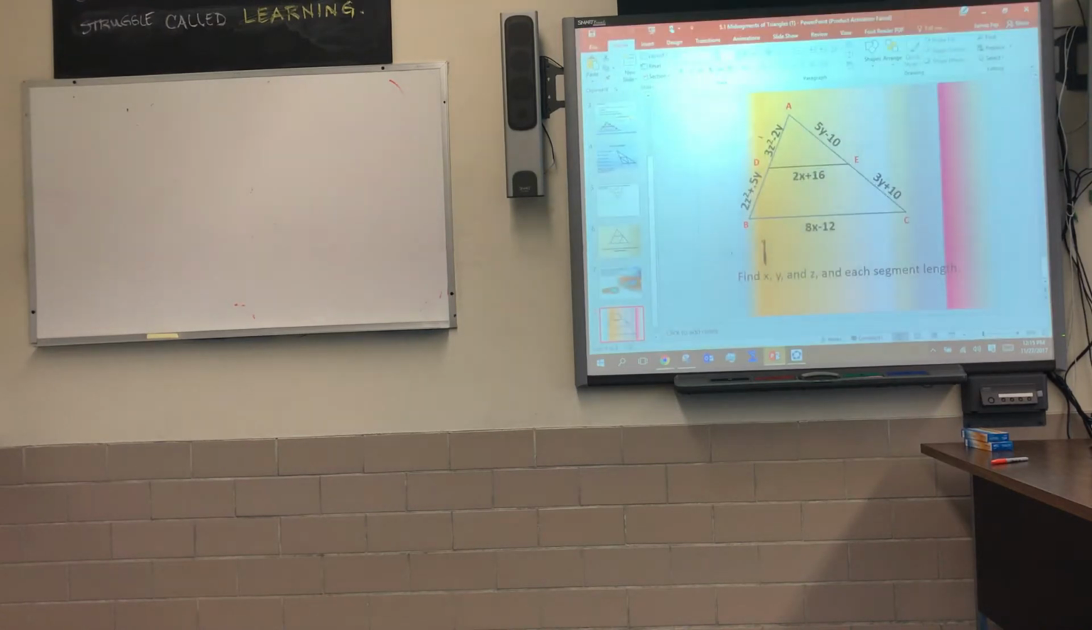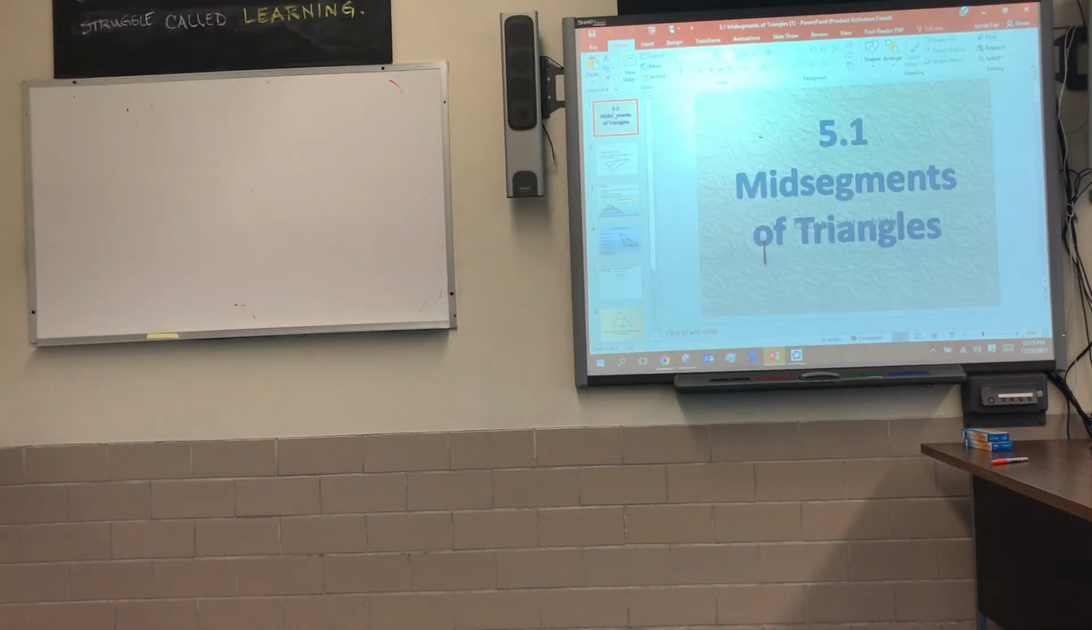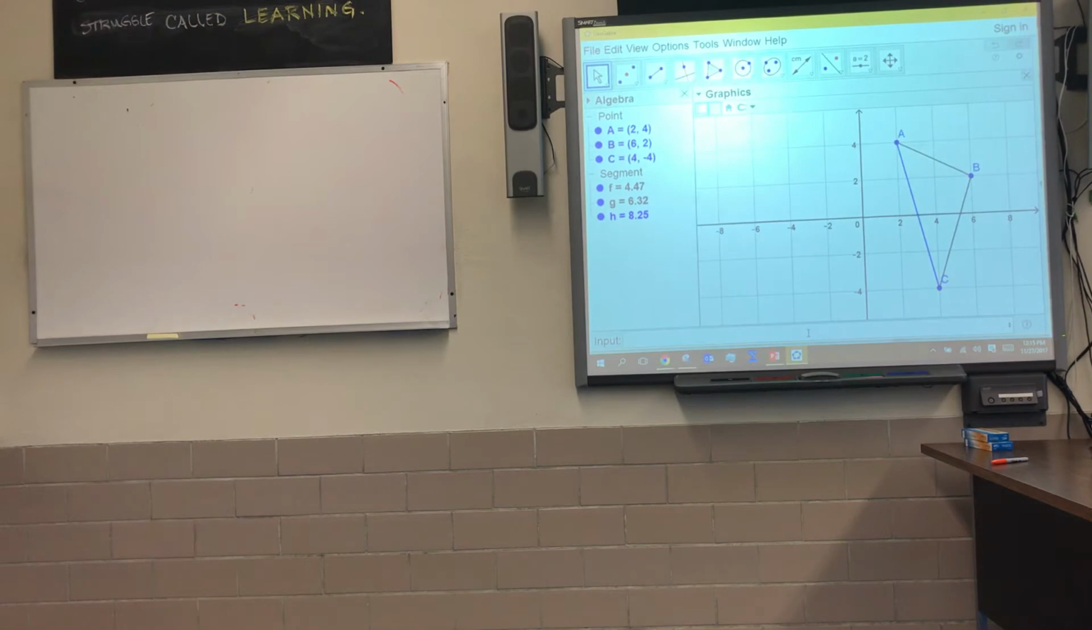So if you're a person that likes to put a section in their notes, 5.1 is mid-segments of triangles. Mid-segments of triangles. And we're going to find out what a mid-segment is and figure out some unique, interesting properties of those mid-segments, kind of doing this activity. So we've got those points A, B, and C.